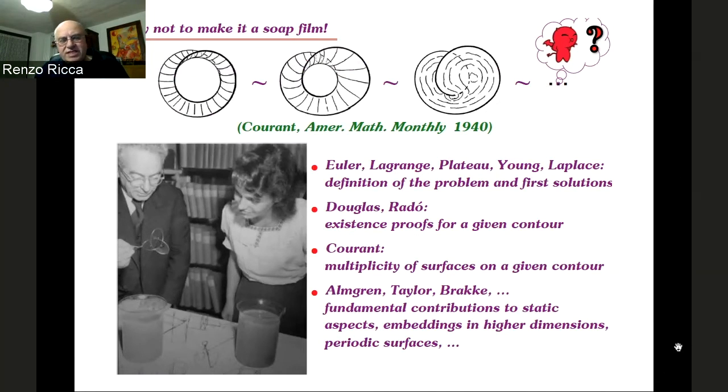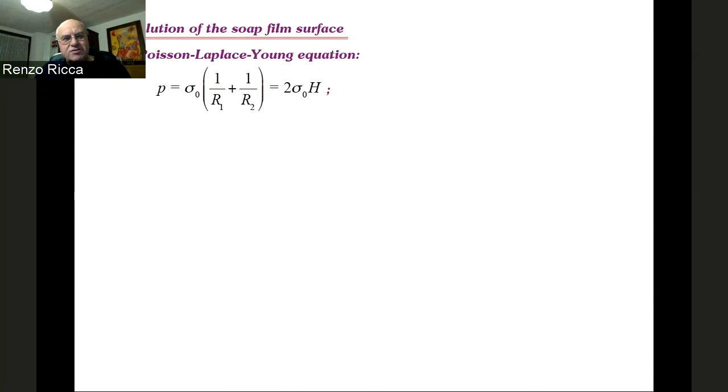Then, in more recent years, Almgren, Taylor, Brakke, and others gave fundamental contributions to static aspects, finding new solutions, embeddings in higher dimensions, periodic surfaces, and work is still going on. Not so many, but it's so fascinating that we were more than tempted to do the same problem in the lab.